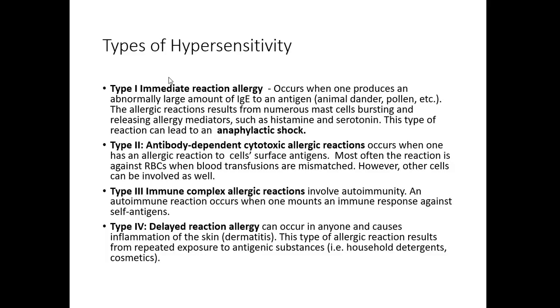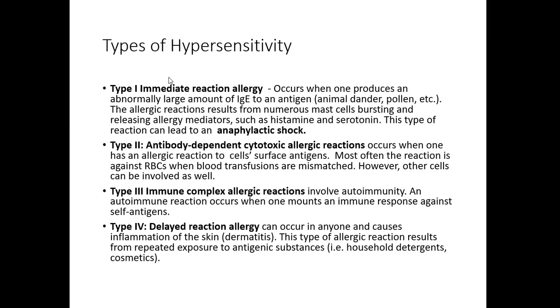Type 2 is an antibody-dependent cytotoxic allergic reaction, and this occurs during transfusions where you have a mismatch of blood type, because this is an allergic reaction to cell surface antigens. And again, that's going to occur because you're having a mismatch of blood. Type 3 is an immune complex allergic reaction, and that is autoimmune responses. So like people who have Graves' disease or rheumatoid arthritis or things along those lines where you are building antibodies to self tissues. That's a type 3 response.